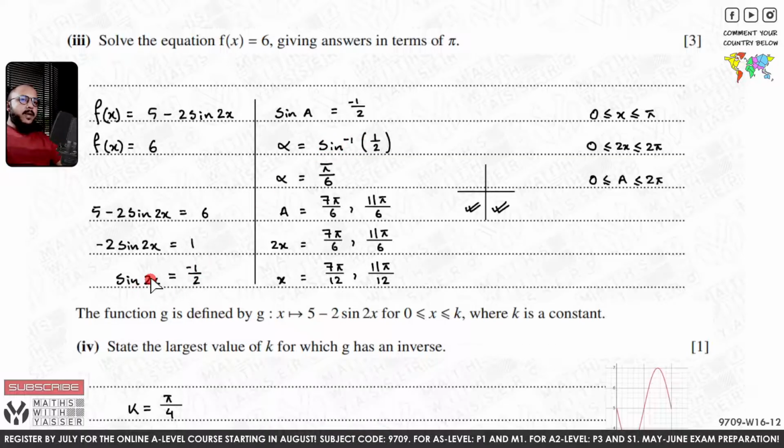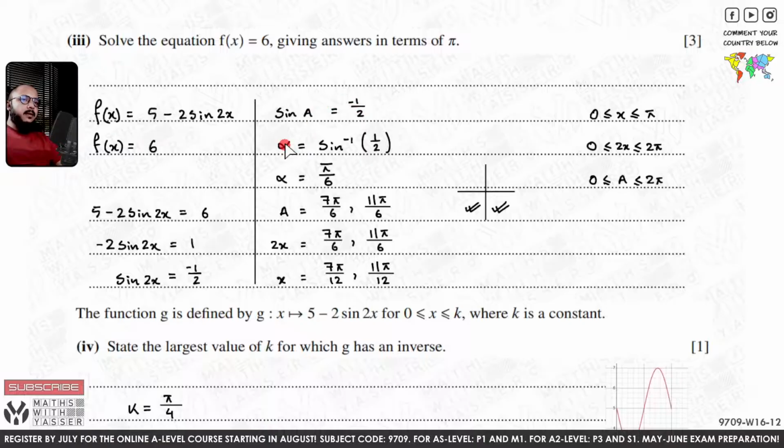Now since we have 2x, let's fix the limit. x lies between 0 and pi. Now let's multiply all of them by 2. So it will give us 0 less than or equal to 2x less than or equal to 2 pi. Now let's call a as 2x. So a lies between 0 and 2 pi. So we can say that sin a equals negative half.